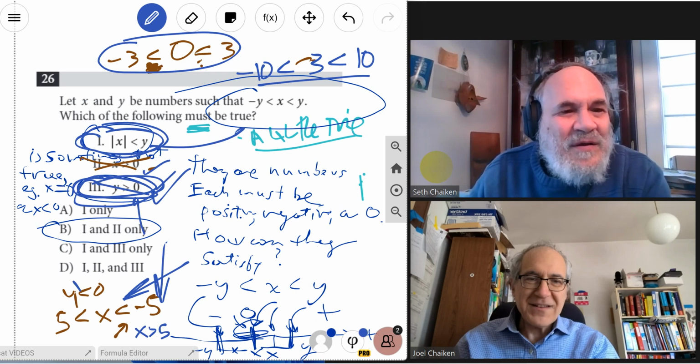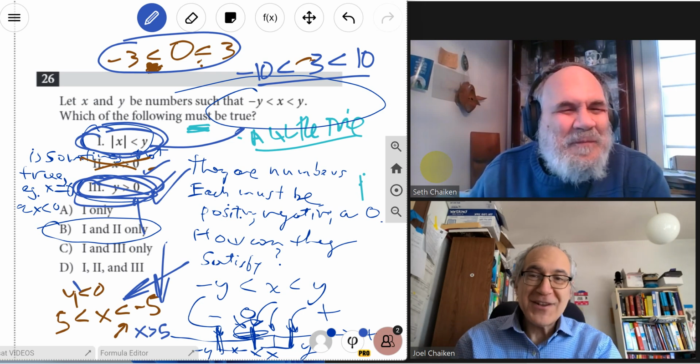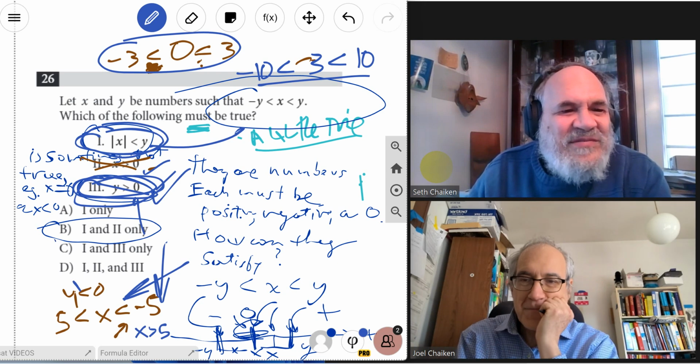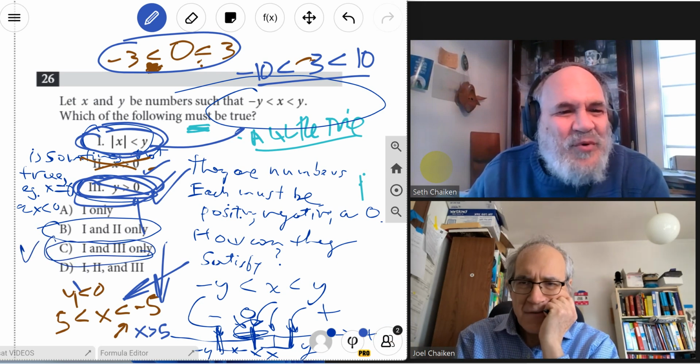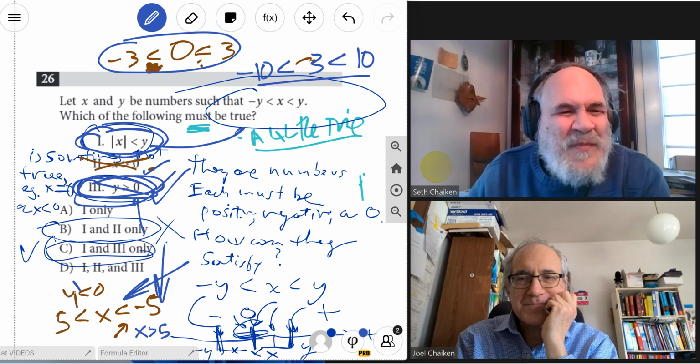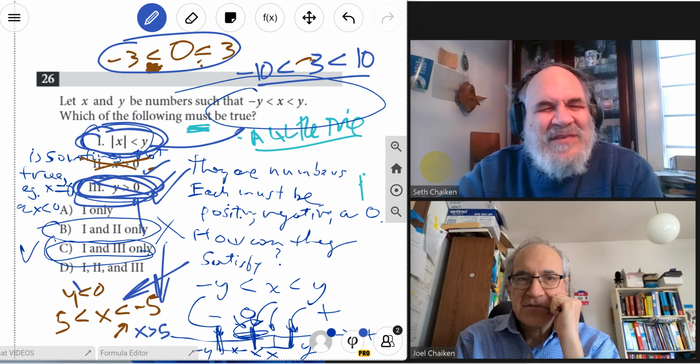Okay, let me have the honor of figuring out what the answer should be. Which must be true? One must be true. It's C. This is correct. I made a boo-boo. I said 1 and 3 must be true, so I looked for the answer and circled B. I was too confident.